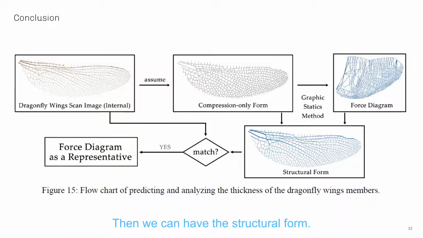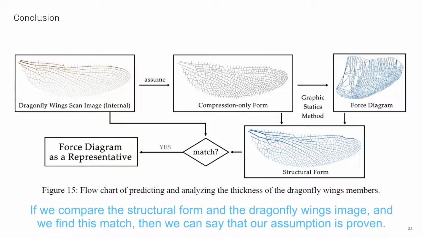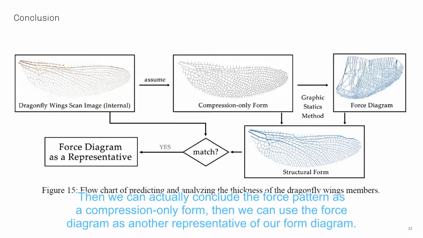So if we compare the structural form and the dragonfly wings image, and we find there's a match, then we can say that our assumption is proven. Then we can conclude the force pattern as a computational form. Then we can use the force diagram as another representation of our form diagram.